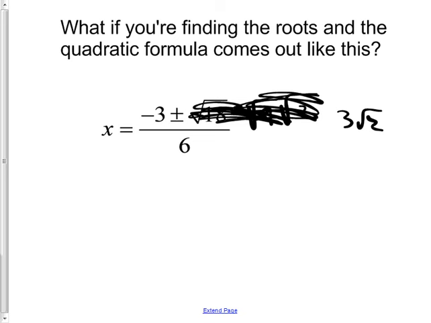Somebody had a negative wrong, so watch. I just noticed it, but I don't want to call them out on it. What goes into this 3? Well, everything. 3 goes into everything. 3 goes in here once. 3 goes in here twice. And 3 goes in there once. Final answer, -1 plus or minus the square root of 2 all over 2. Make sense? All right.